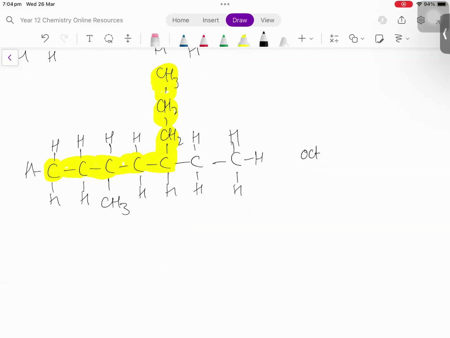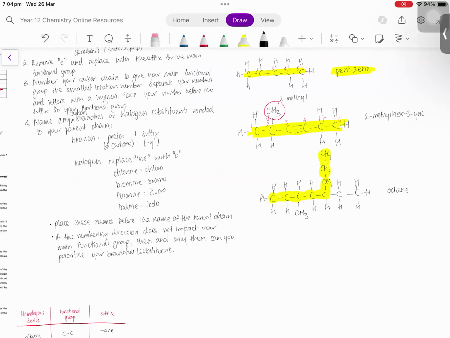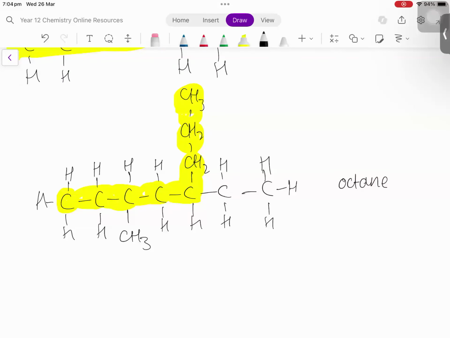They're all single bonds. Good. What is my suffix going to be? Ane. All right. Now, guys, in step 3, I told you that you need to give your functional group your smallest location number. Some of the functional groups, based on the way they're defined, do not need a location number. Every single carbon-carbon bond is single. So if you were to put a number, you'd be numbering every single carbon.